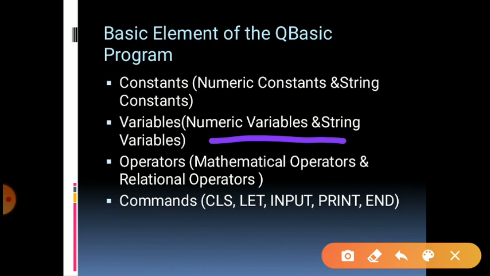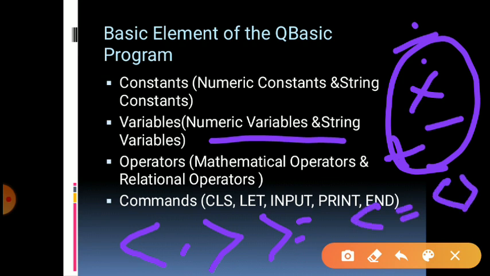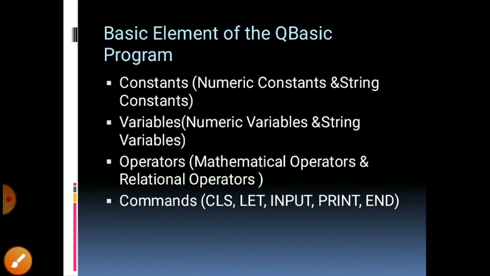Now the operators. Just like in simple maths we use different operators such as plus, minus, multiplication, division, etc. So in a programming language we also use these as mathematical operators. These are used to calculate something. Then relational operators: if we want to relate two values, we use less than, greater than, equal to, less than or equal to, not. These operators are used to compare.